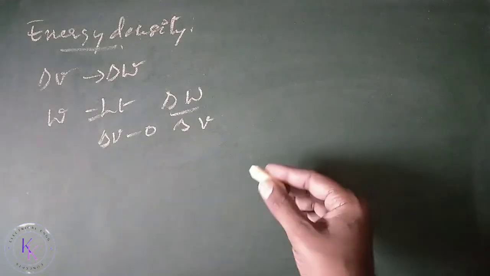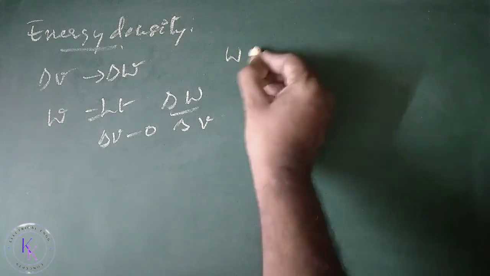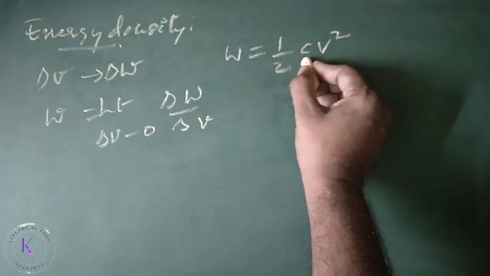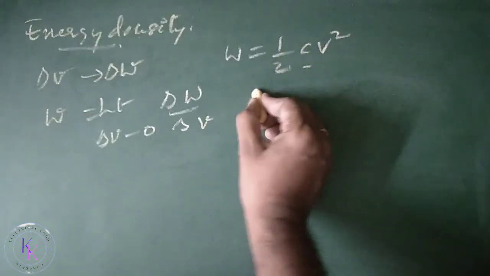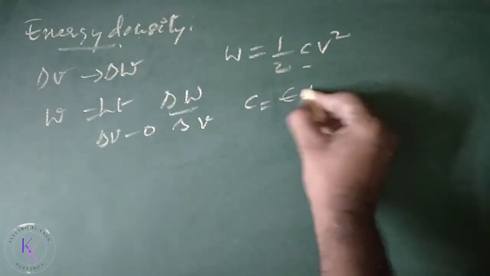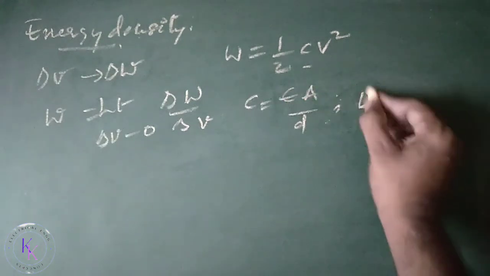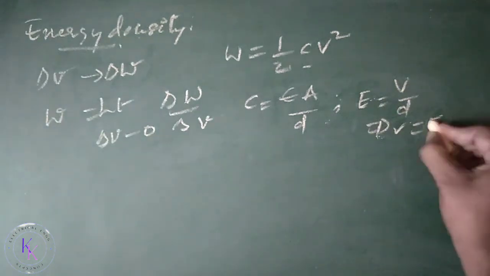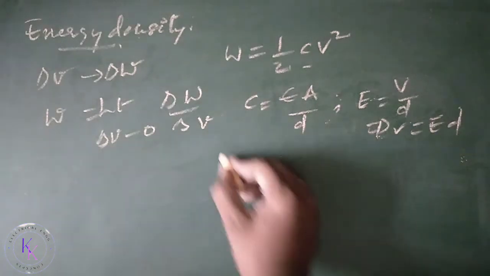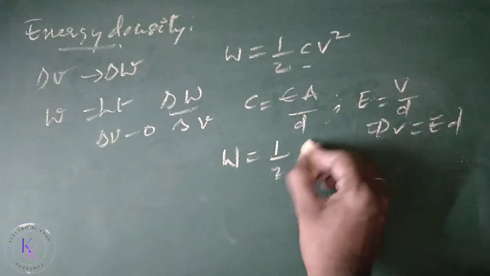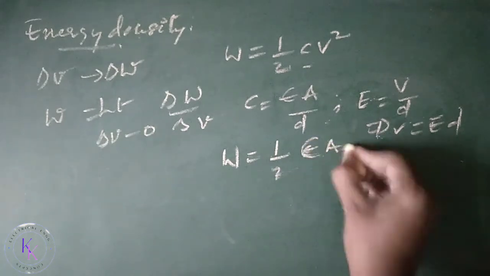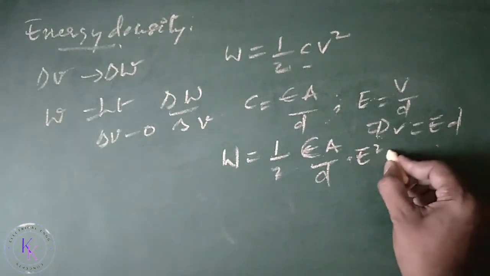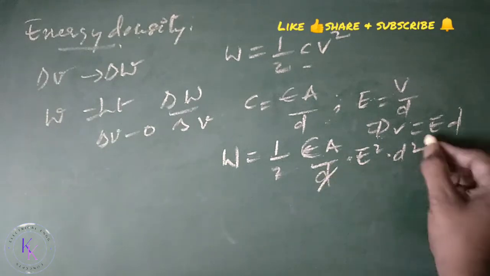In the previous video, we have seen that energy W is given by half CV square. Capacitance for a parallel plate is given by epsilon A divided by D. E equals V by D, from which V equals ED. Now substitute in this: W equals half epsilon A divided by D into V square, that is E square into D square. Then D square gets cancelled.